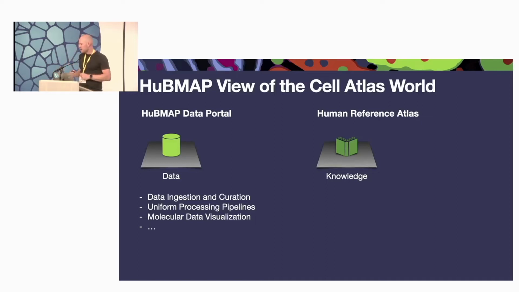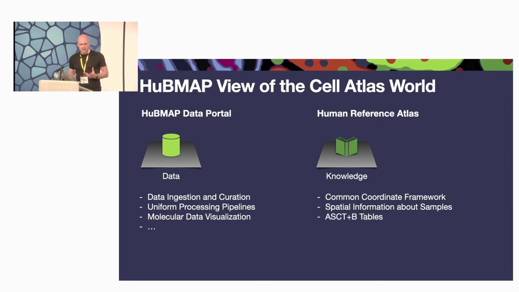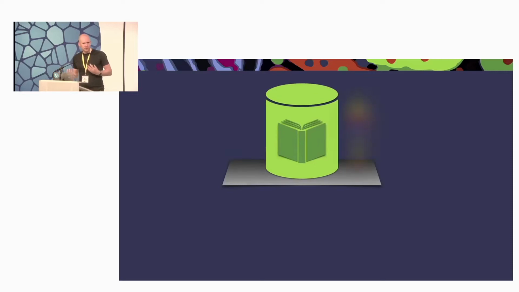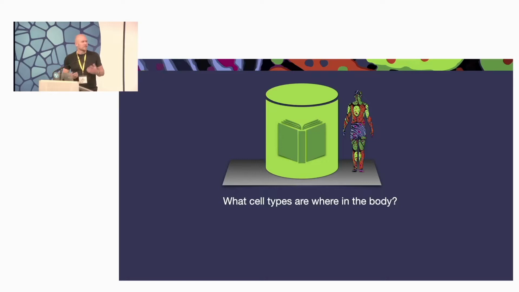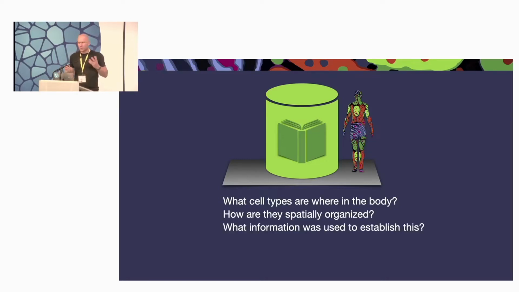On the Human Reference Atlas side, we have, as I said, knowledge such as the Common Coordinate Framework. We have spatial information about where samples were extracted from different sites in the human body. We have the ASCT+B tables and many, many other things. And of course, we're working on bringing this together into a single unified resource that would allow us to ask important questions such as, what cell types are present where in the human body, how are they spatially organized, what information was used to establish that kind of knowledge, right? So that's where we need to connect back to the data.